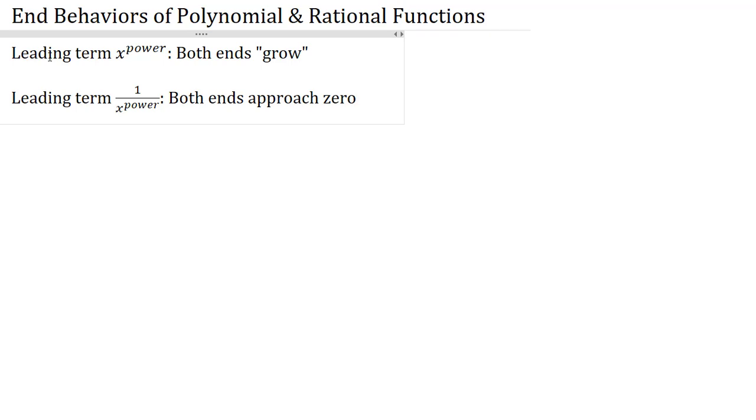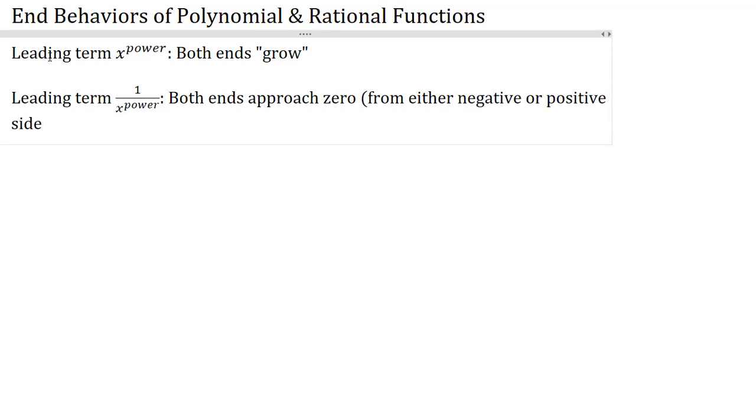Similarly, if your leading term is the reciprocal of x to a power, so it's 1 over x to a power, if you're dividing by x to a power, that's a great way to say it. So if you're taking notes, you might make a note: if you divide by x to a power, then both ends approach 0. Because when you're dividing by something really big, remember end behaviors, whenever x is a massive number, you're going to approach 0. Now, I'm not saying whether you're approaching 0 from the negative or the positive side, so it could be from either. That's important to understand.